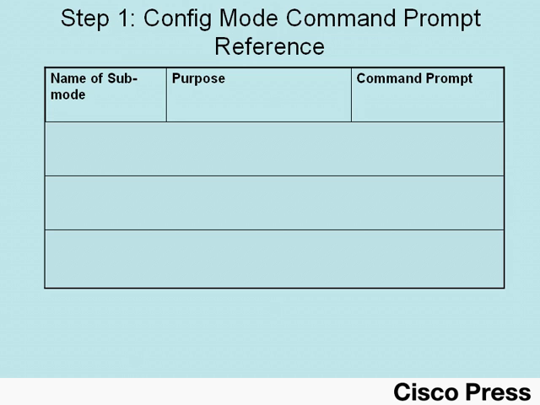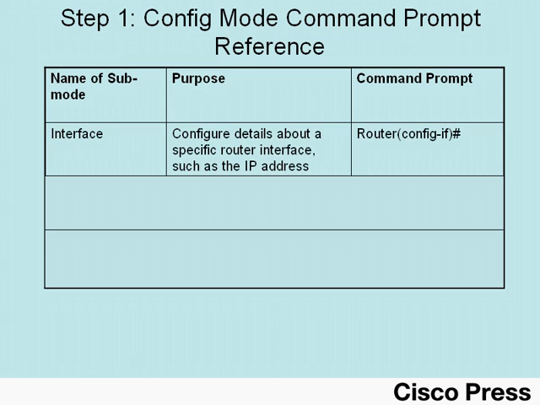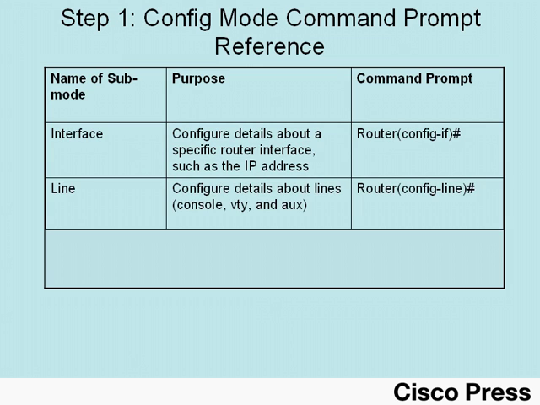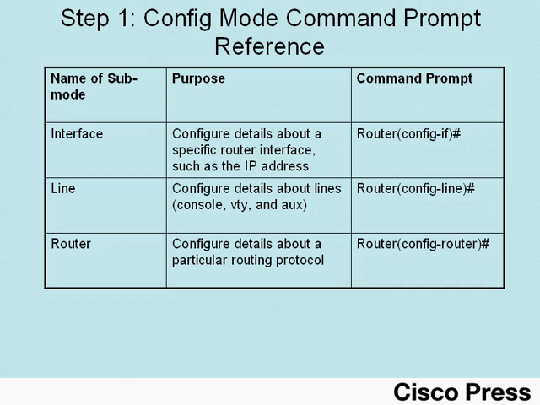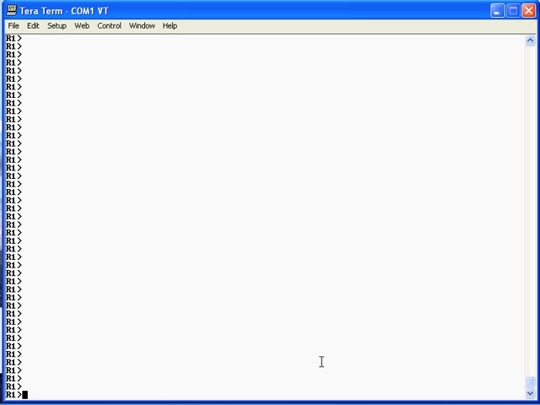Configuration mode is separated into several different submodes. For instance, here you see listed the submode called interface mode, and you use interface submode to configure details about a particular interface, for instance, that interface's IP address. Now, the best way to understand and better appreciate configuration submodes is to see it from the command line interface. However, just for reference, note the line and router submodes that you may see in some of the other labs. So let's take a look at the command line interface.